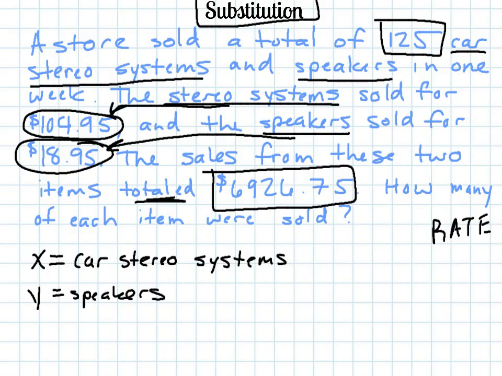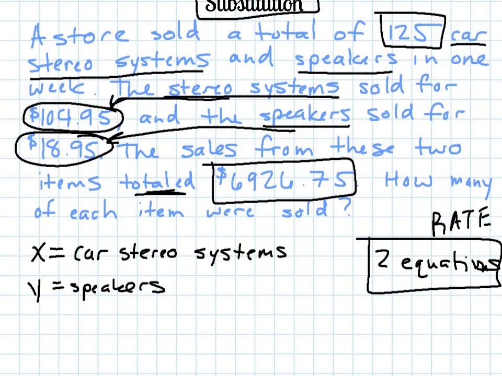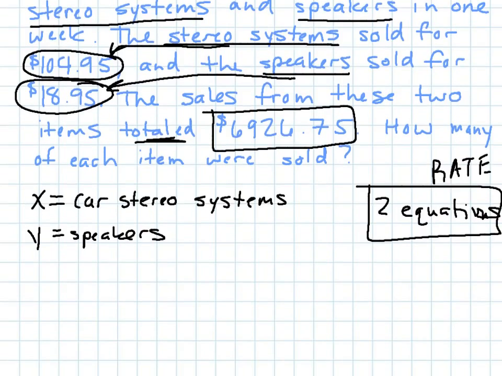Now, for system of equations, that means you should have 2 equations. That's key to be able to do this. If you don't have 2 equations, then you're not going to be able to solve either variable. So, now, let's try to set up a first one. This first sentence says there were a total of 125 car stereo systems and speakers sold in 1 week. Now, do you know how many of each? No. That's why we have a variable that represents each, but you do know the total.